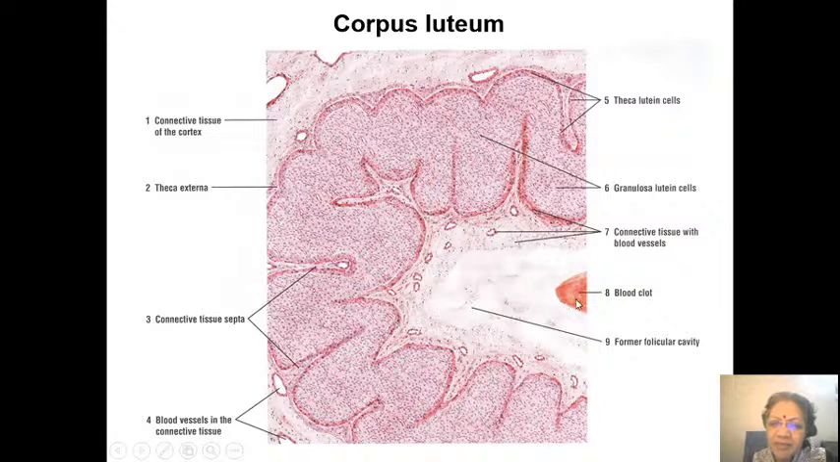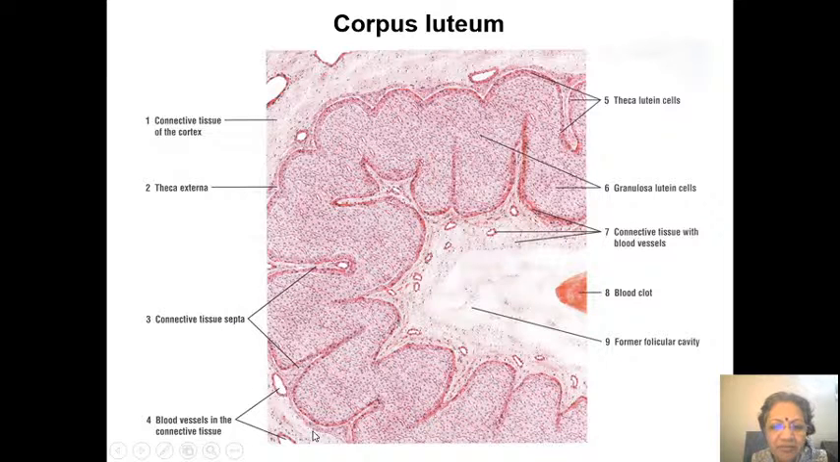So what has happened here is the empty space from where the ovum was released, a little bit of blood clot will form. Vessels would have broken, the capillaries would have broken, and it will form a blood clot. And outside of that, you'll have connective tissue with some blood vessels, and you'll have a new set of cells, larger, paler cells, which are now endocrine functioning cells because of the progesterone production. These are called the granulosa lutein cells, and outside of that they'll be contained by connective tissue. So those are the theca lutein cells. So the theca externa is connective tissue and the theca interna is theca lutein cells.